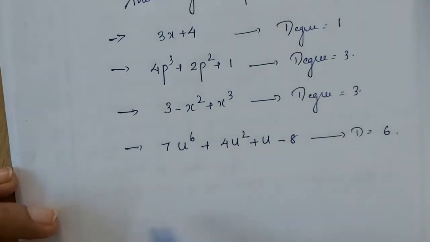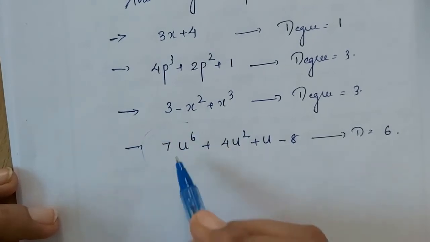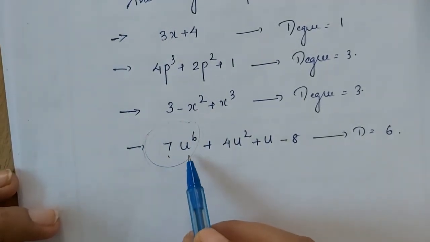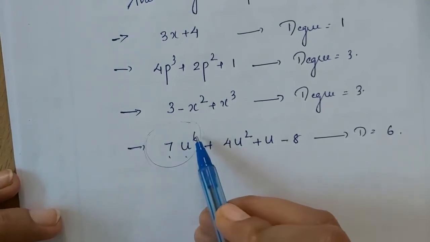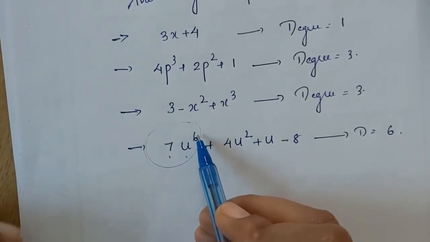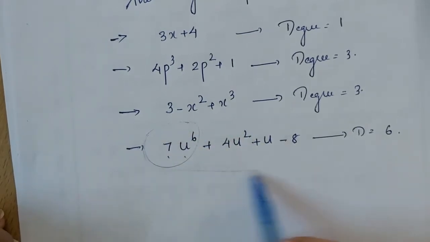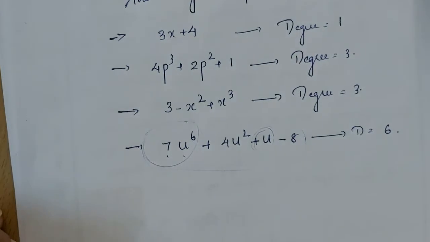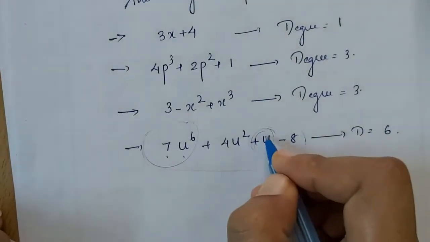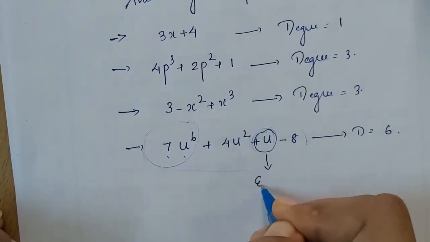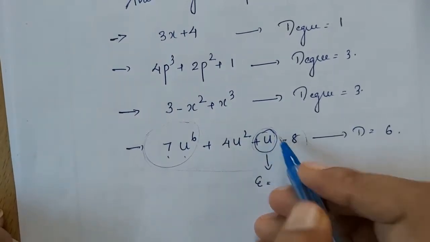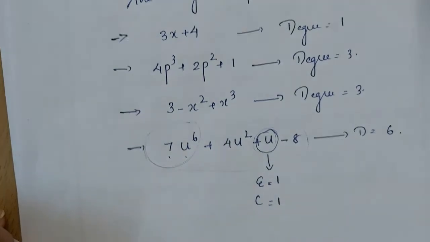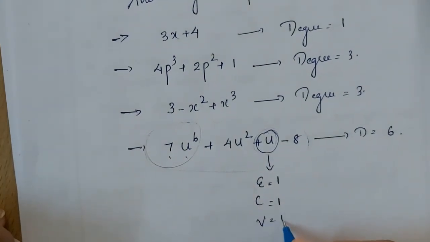Okay, let's discuss the terms. Here, what is the coefficient? For this term, the coefficient is 7. For this term, the variable is u. This term, the exponent is 6. And the degree of the whole polynomial is 6. So consider this case. What is the exponent of u? 1. Coefficient is 1. Variable is u.